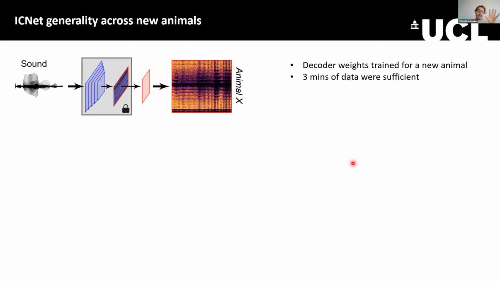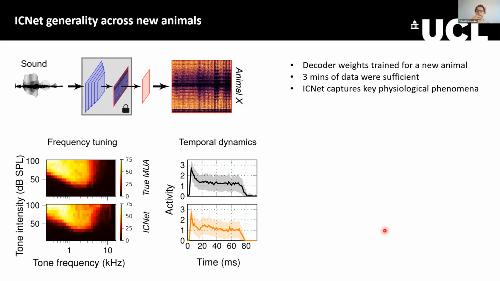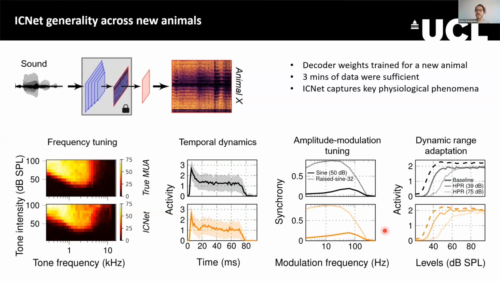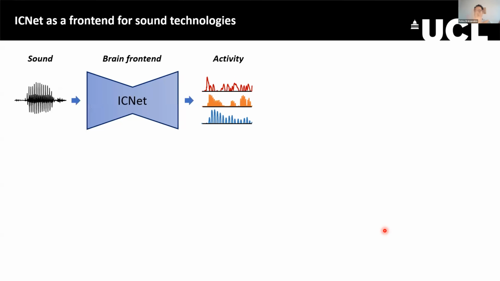And what we found is that ICNet performed very well even when using as little as 3 minutes of data to update the decoder weights for the new animals, and that it could also replicate a number of physiological phenomena such as frequency tuning and temporal dynamics to pure tones, but also more complex phenomena such as the tuning to amplitude modulation sounds and also dynamic range adaptation. I won't go much into the detail about all that.